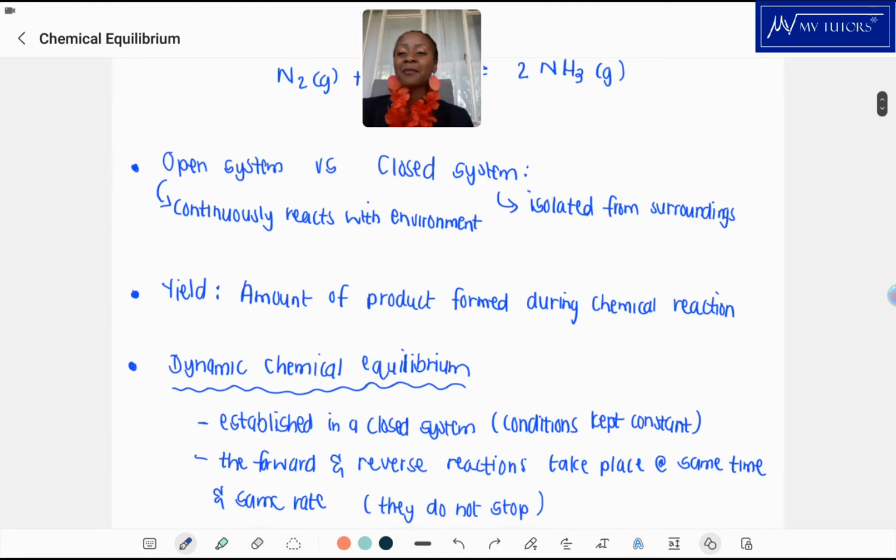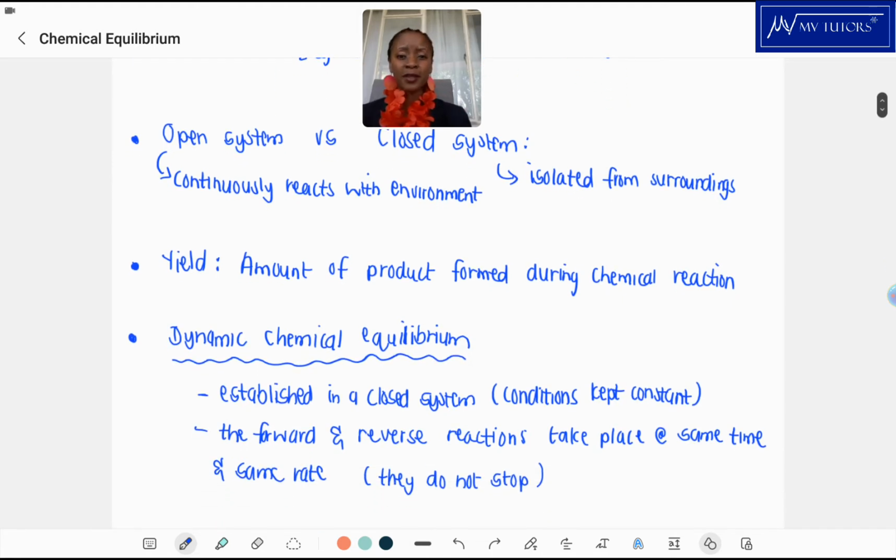And then we get to dynamic chemical equilibrium. That is really our focus here. So what is a dynamic chemical equilibrium? Firstly, it is established in a closed system. So you need to understand that your reaction should be in a closed system as we defined. It should be isolated from surroundings. The conditions need to be kept constant. That's the first important thing, closed system. And secondly, the rate of your forward reaction will be equal to the rate of your reverse reaction. They take place at the same time and at the same rate.